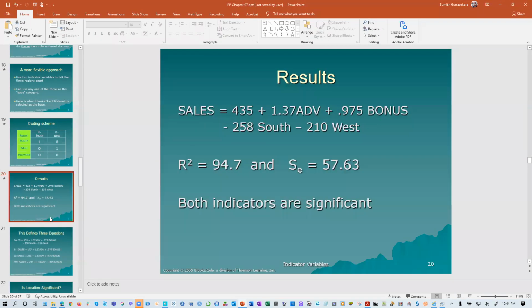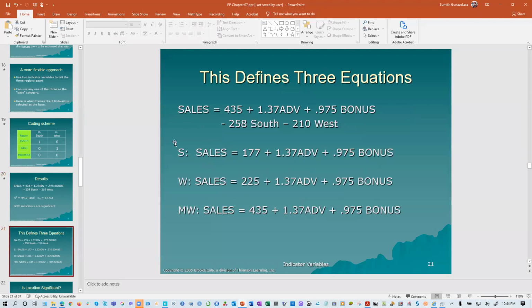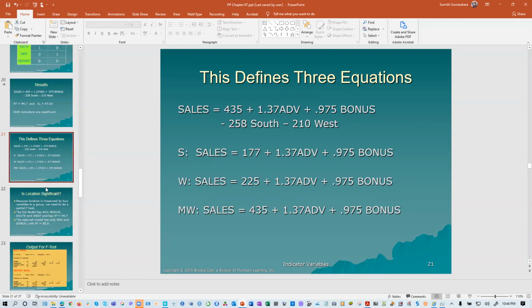And then later on, if you want a certain region, you can do it the way that we were talking about earlier. If you want South, South is 1, West is 0. Boom. Simplify, and you get this equation. If you want West, West 1, here 0, the rest stays the same, and simplify. And for Midwest, 0 and 0, you're left with 435, 1.37 plus this. Now you have 3 equations for 3 regions. That's how we're going to do it.